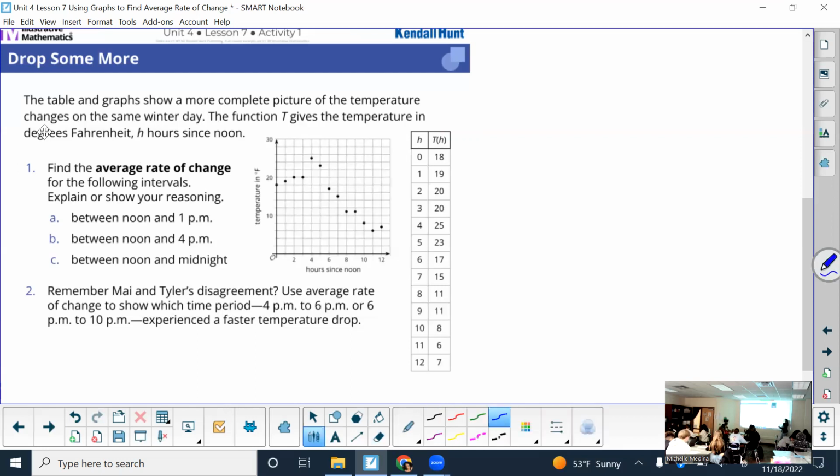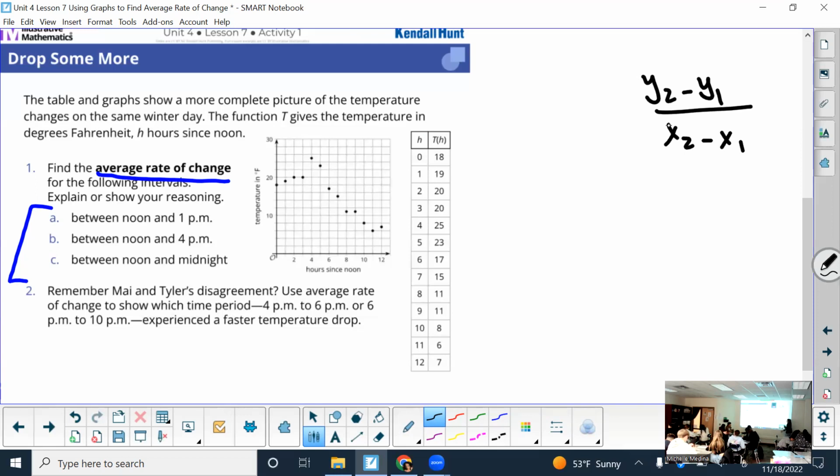Okay? Now, you guys will find the average rate of change for these intervals. So you have about 3 to 4 people in your group. Feel free to split it up and then just kind of check each other. Same formula as before. What's the average rate of change formula? Perfect. So change in your output divided by the change in your input.